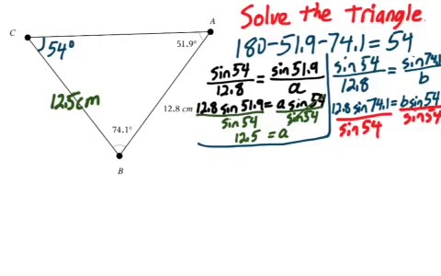Getting b by itself, so we need to divide by sine 54. That's going to cancel on the right side. I'm going to be left with b. On the left side, typing that in the calculator, and we get 15.2. So that will be our missing side, 15.2 centimeters. So we found all missing sides, all missing angles.